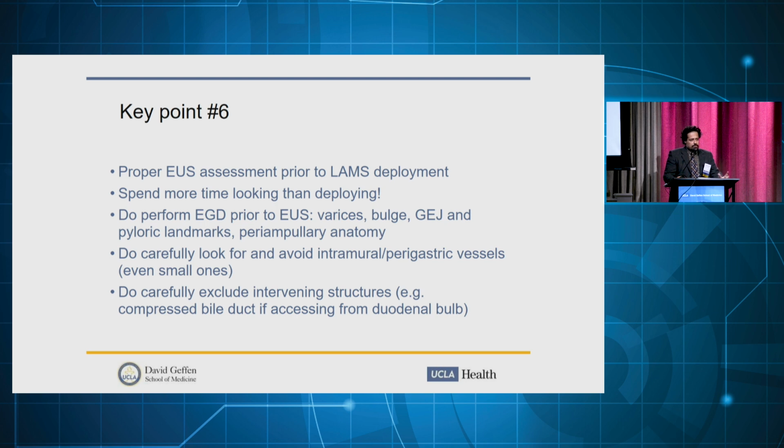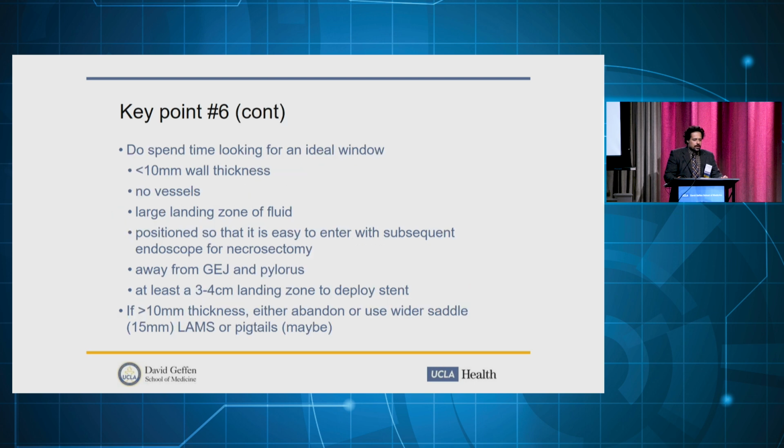If you're going from the duodenal bulb, it would be a bad day if you deployed through a compressed bile duct. Maybe if it looks like you need to do that, do an ERCP and protect the duct with a stent so that you can visualize it on the US. Look for a good window, a thinner wall, no vessels, a good landing zone of anechoic fluid, positioned in a way so that if you need to do necrosectomy, you don't have to wrestle yourself to get into the cavity. You want to be a little bit away from the GE junction and esophagus, a little bit away from the pylorus, and an adequate landing zone.